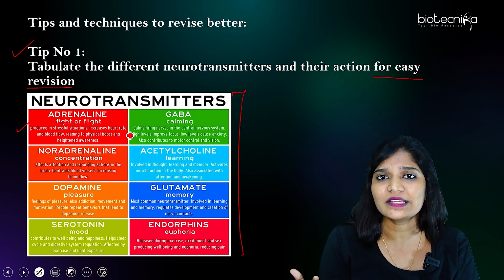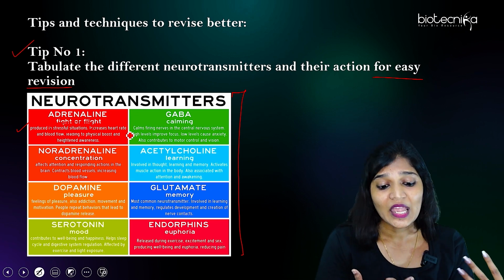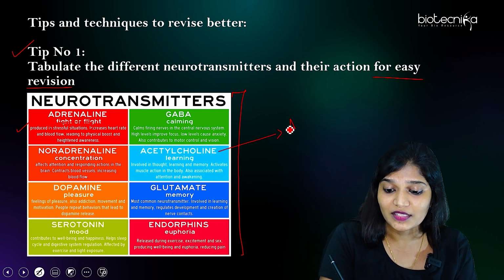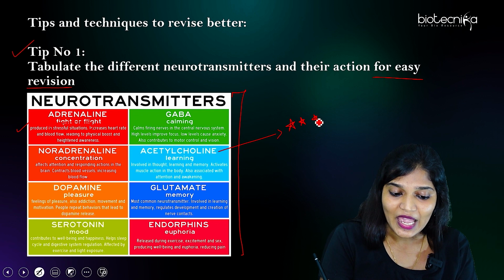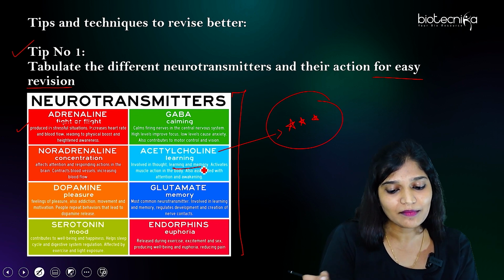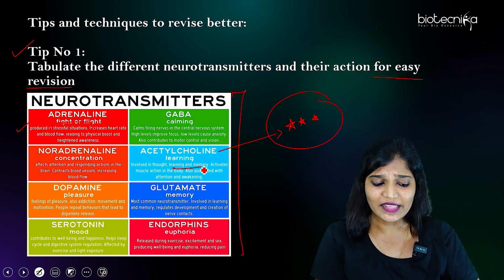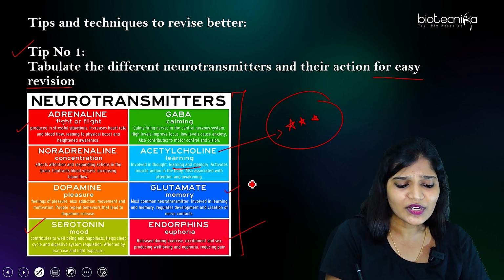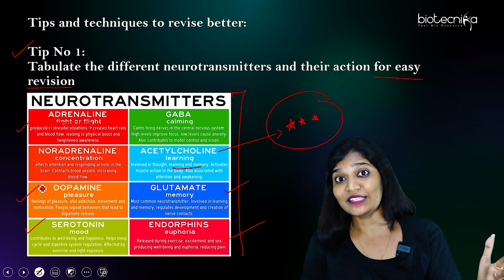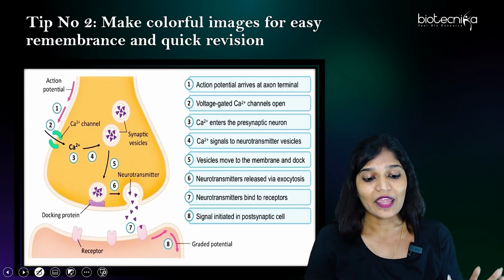There are many neurotransmitters like noradrenaline, GABA, acetylcholine. This has a very important role, and it is very important for learning, memory and all these processes. And there are many more neurotransmitters like dopamine, serotonin, endorphins, everything.